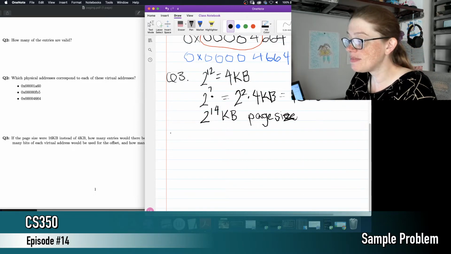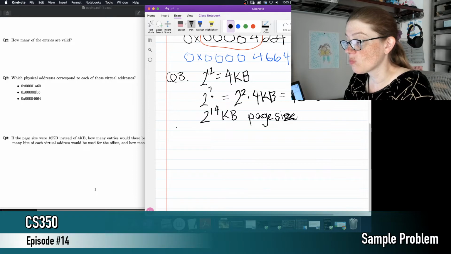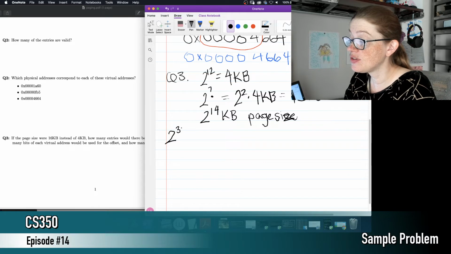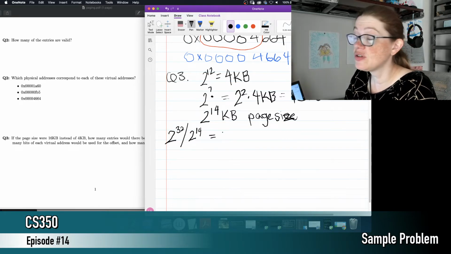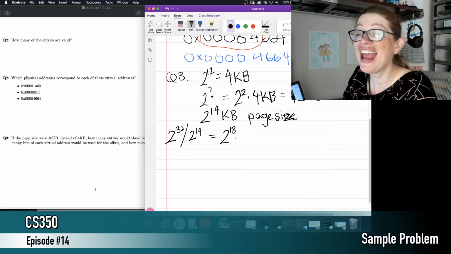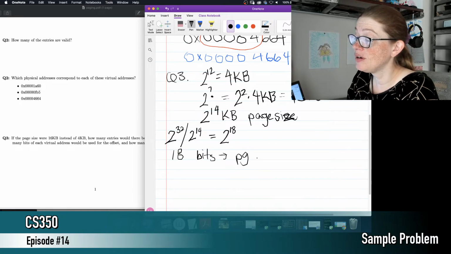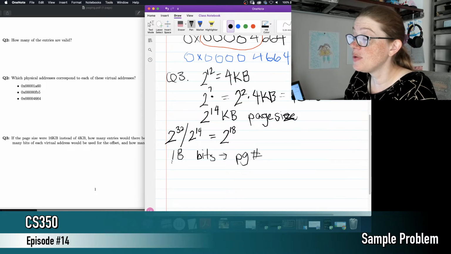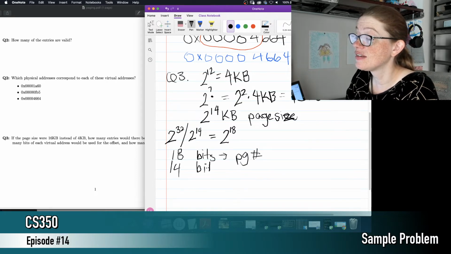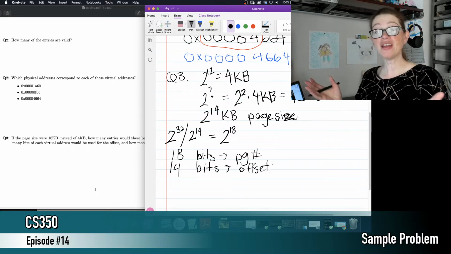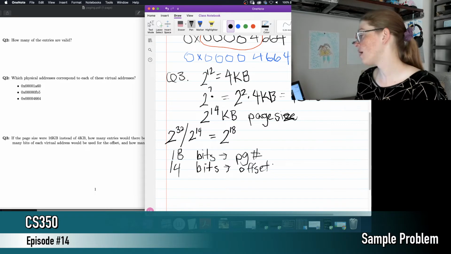What that means is that the number of page table entries in the table is 2^32 divided by 2^14. So instead of 2^20, we're going to get 2^18, which means we use 18 bits for the page number, and we are using 14 bits for the offset. And there you go. That's all the solutions to these problems.